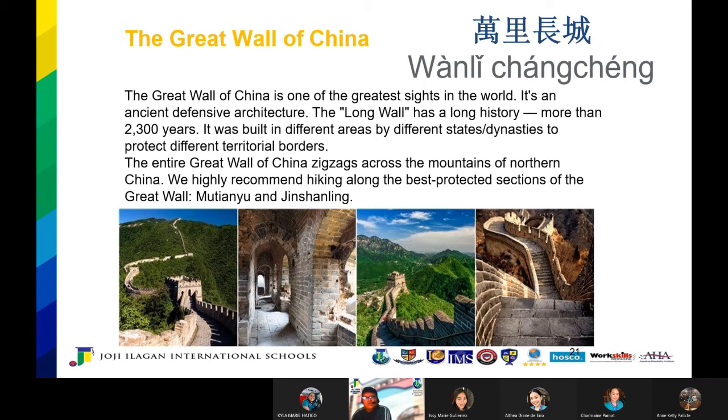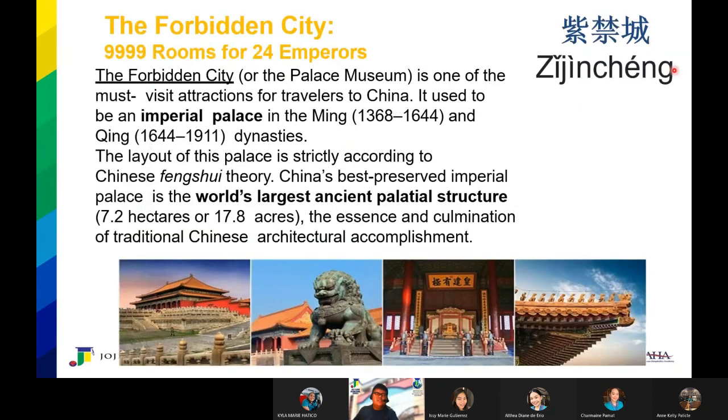Okay, we're almost done. So next, we have the Forbidden City. In Mandarin, it's pronounced Zijincheng.